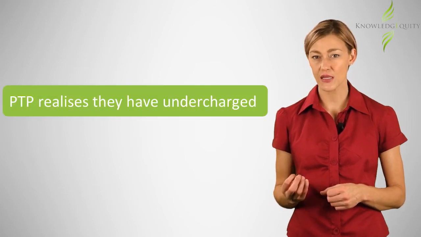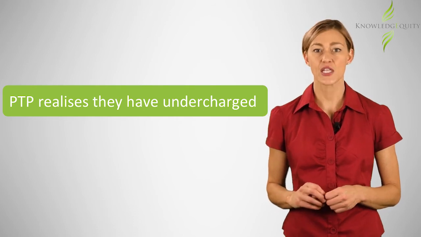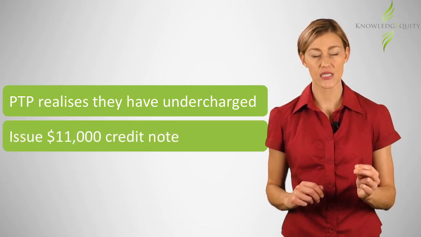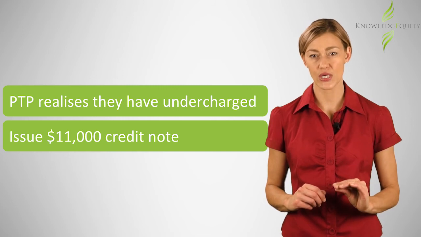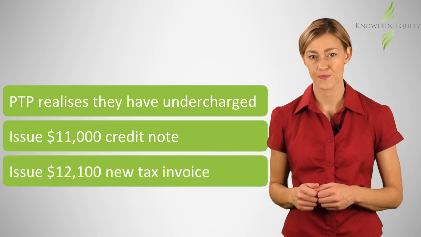Let's consider what would happen if PTP Limited actually realises in October that they have undercharged for the equipment sale and issues a credit note for $11,000, cancelling the original tax invoice, and issues a new tax invoice for $12,100.